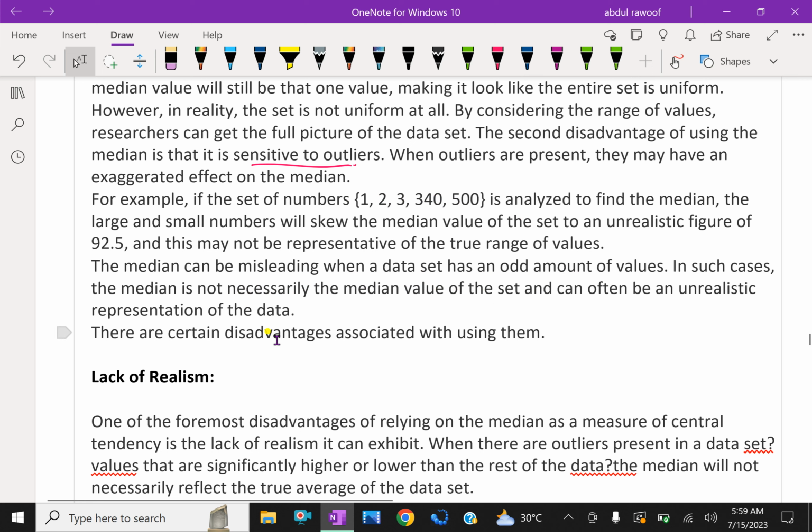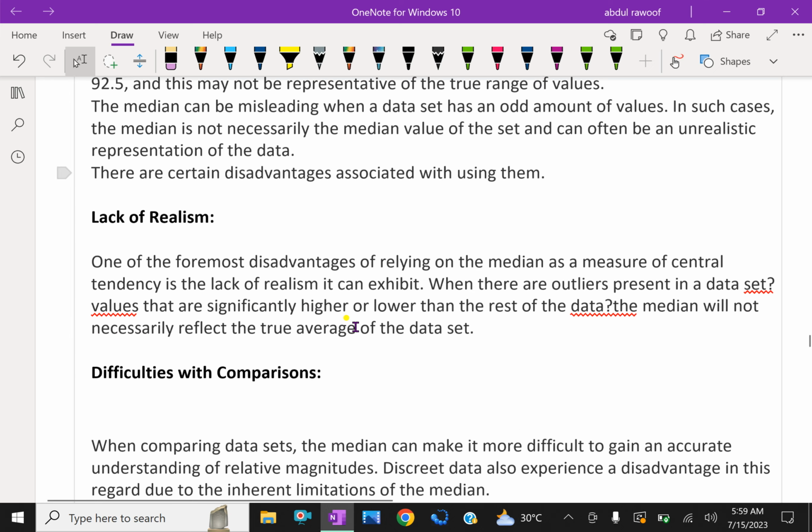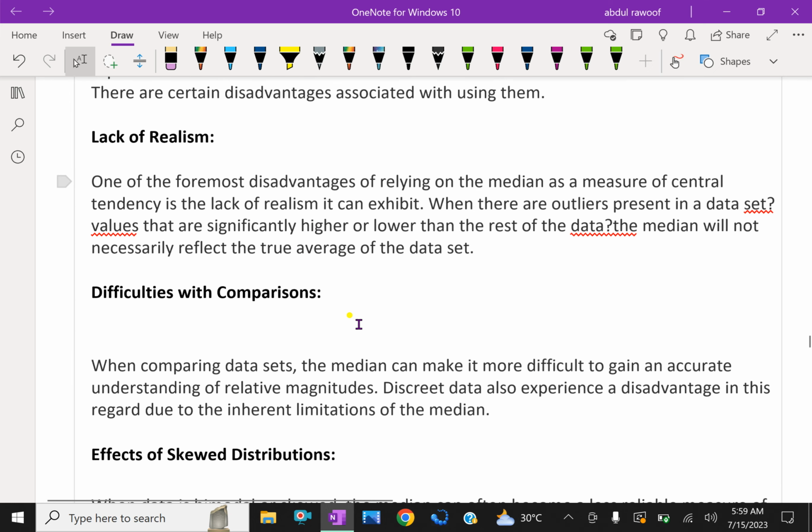In such cases, the median is not necessarily representative of the set and can often be an unrealistic representation of the data. There are certain disadvantages associated with using it. Lack of realism. One of the foremost disadvantages of relying on the median as a measure of central tendency is the lack of realism it can exhibit.